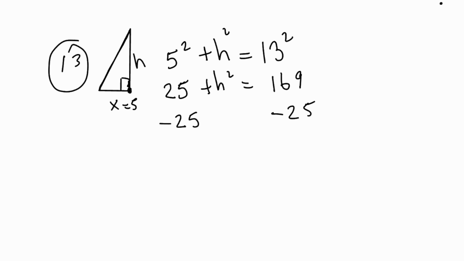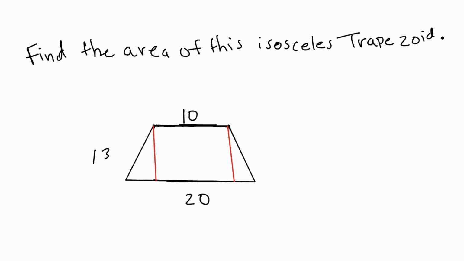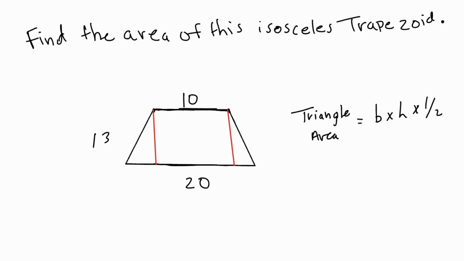Let's say that we forgot the isosceles trapezoid formula. What we can do is look at this image and just ask yourself, what do you see within this figure? In this figure, I can see 2 right triangles and 1 square. The area of a triangle is base times height times 1/2, and the area of a square is length times width.